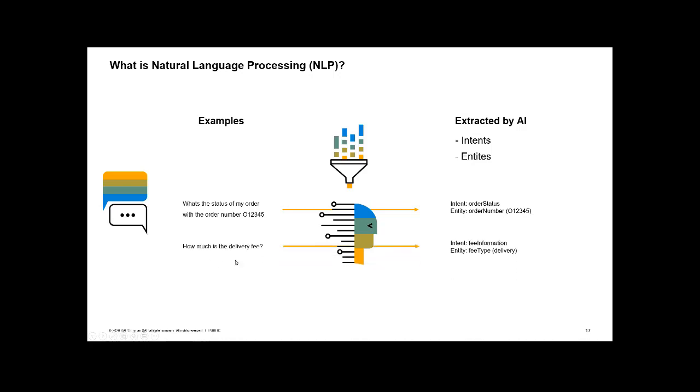Another example, how much is the delivery fee? So my user wants to know what the delivery fee is, how much the delivery costs, for example. So the intention is that the user wants some fee information, and the entity would be the fee type. The user wants to know something about the delivery fee and not about the packaging fee or the tax fee or something like that.